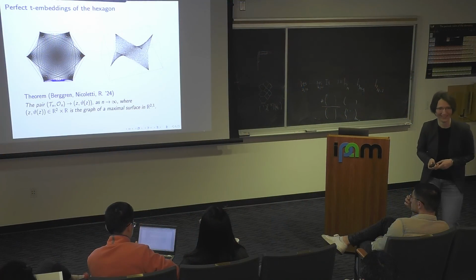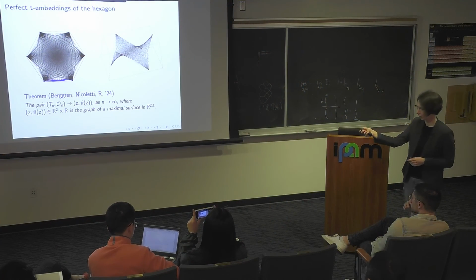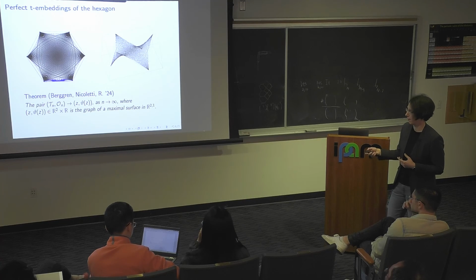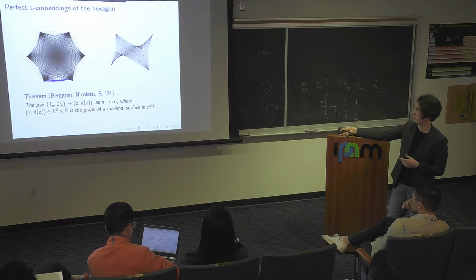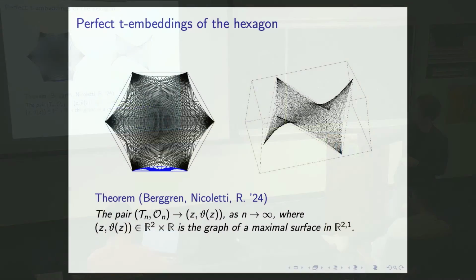Here it is. So that was the condition on the faces, and also we proved that the corresponding origami map, the graph of the origami map, converges to the maximal surface in R^{2+1}. Here is how it looks. And let me give a few comments about this picture. So what is this? This is the t-embedding of huge size, and this is the corresponding origami map, how it looks like.